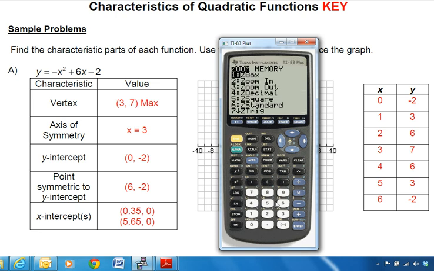But you can do it all on the normal screen. You just have to make sure that you just ignore this part of the graph when you're looking for that zero.